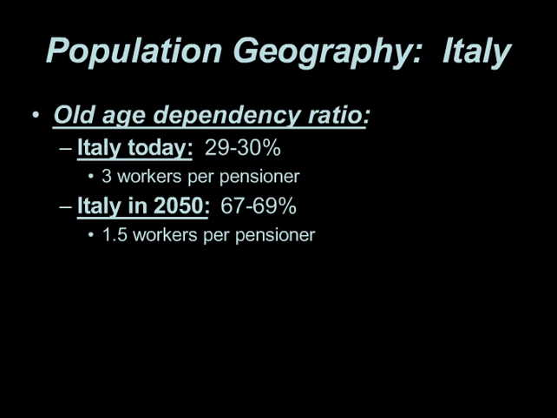In Italy today, there are 3 workers for every single person collecting a pension, so 3 of us are helping to support 1 person that's retired. By 2050, 1.5 workers will be supporting 1 pensioner. So now there's only 1.5 of us, or just 1 of us, actually helping to support that 1 person collecting a pension. So in Italy, that's definitely going to be a big issue going forward: how are you going to support them?